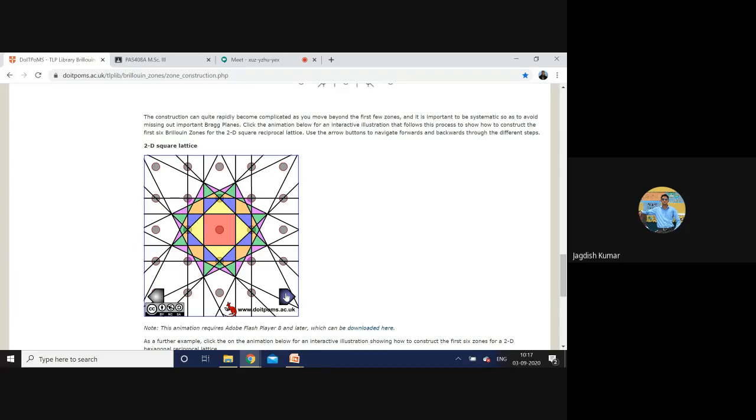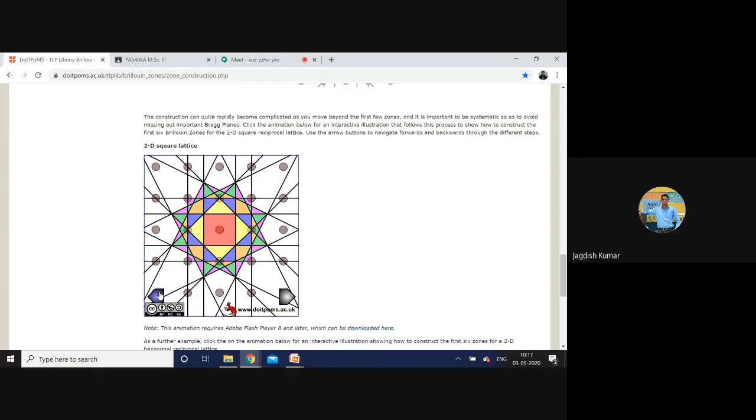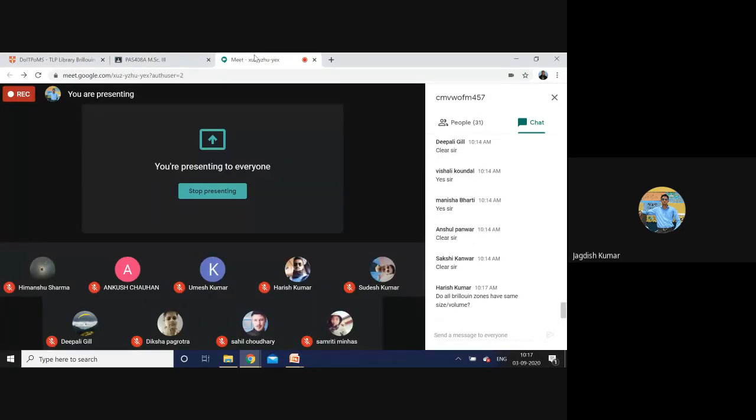And the design looks really beautiful, right? So that's what the first, second, third, fourth, fifth, or higher order Brillouin zones are. Is this clear or any question? So now you should be in a position to draw Brillouin zones.